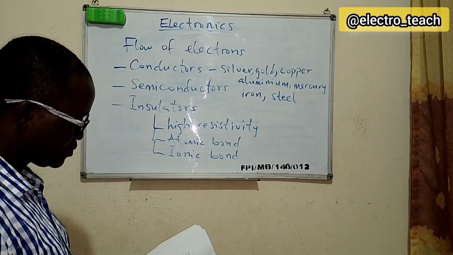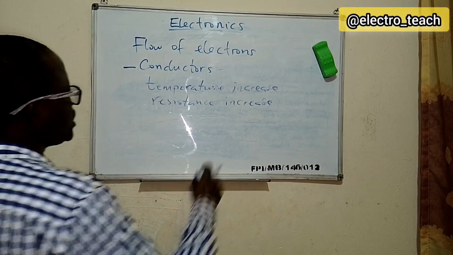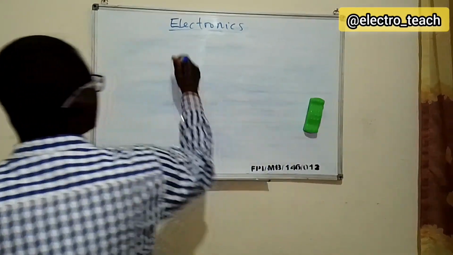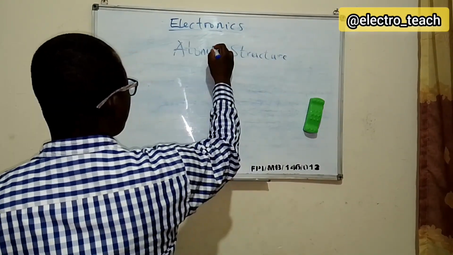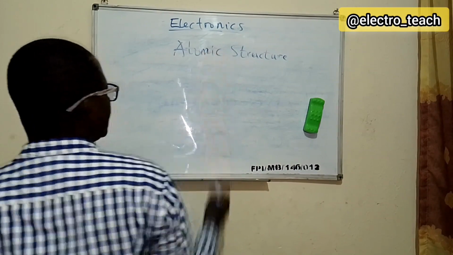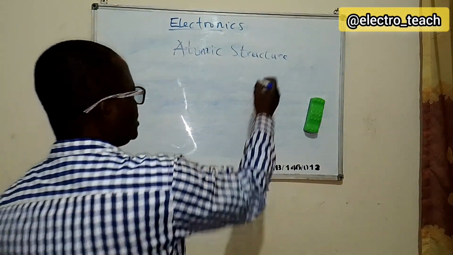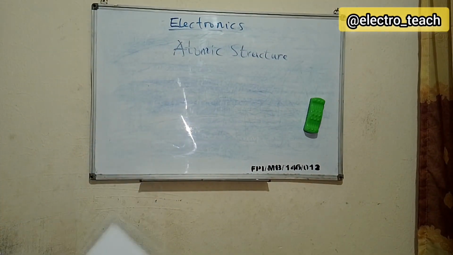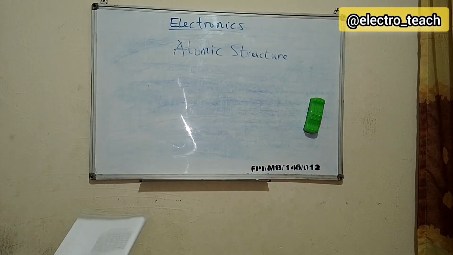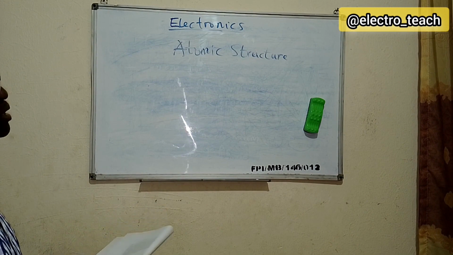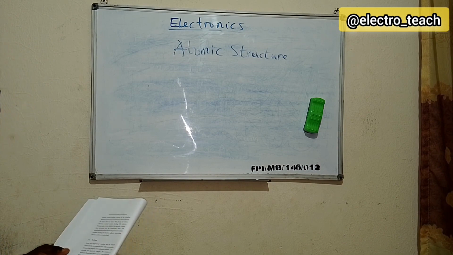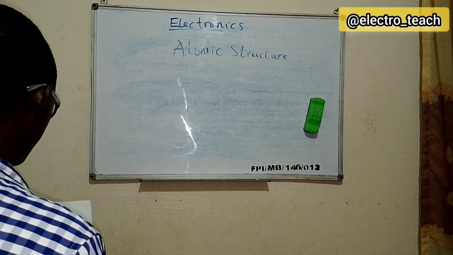Okay, so the next section we are going to deal with is the atomic structure. The atomic structure of materials determines their electrical properties, as we have seen earlier. The atomic structure of a material determines how they behave to the free flow of electrons. So that is why we need to know the atomic structure.